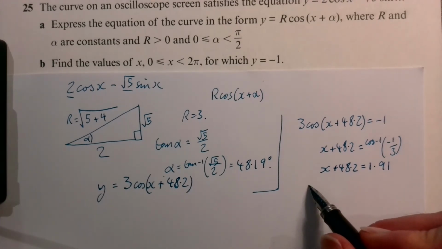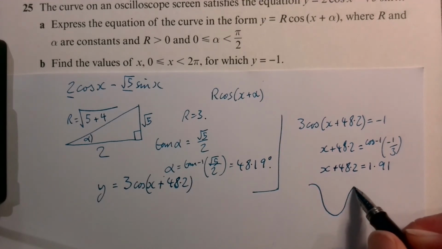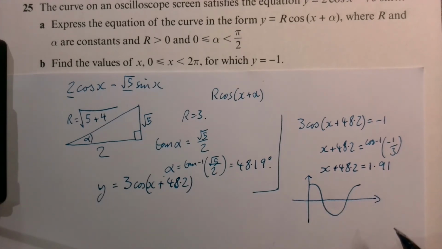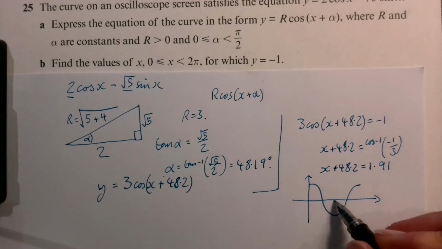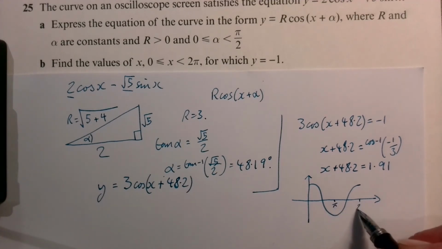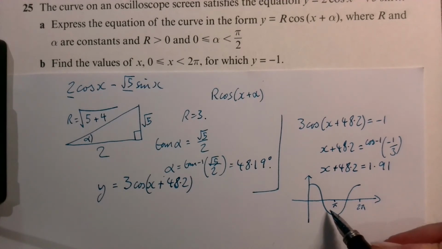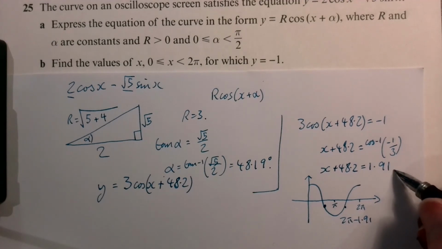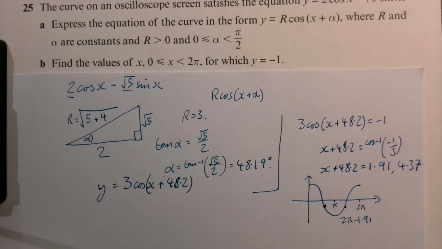So our cosine curve is going to look like that, isn't it? Now where would that be? That would be pi, that would be 2 pi, so 1.91, or half of pi, is going to be about here. So we're going to need to take 1.91, 2 pi, take the 1.91, will give us 4.37.